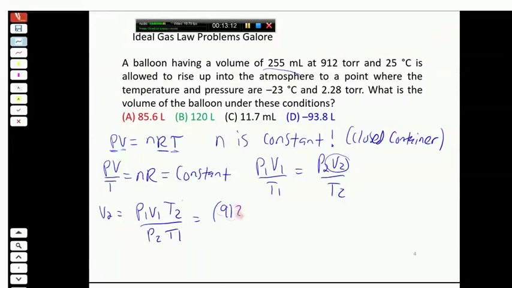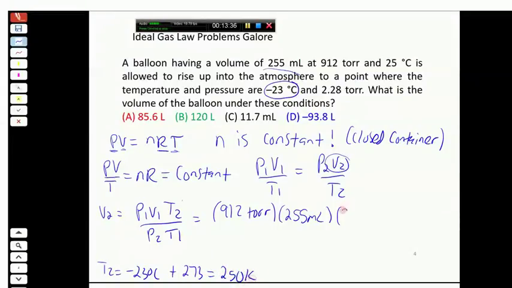So P1 is 912 torr. The initial volume was 255 milliliters. And then T2 is going to be in the numerator, so that's going to be our final temperature. We need that to be in Kelvin, so our T2 is going to be minus 23 degrees Celsius plus 273 to get it into Kelvin, so that's 250 Kelvin. And then in the denominator we have P2 and T1, so the final pressure is 2.28 torr.